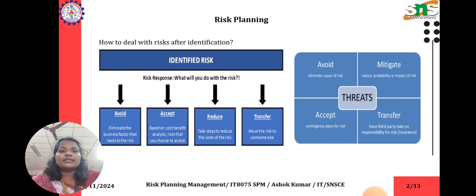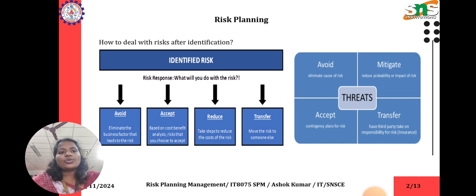Avoid means eliminate the business factors that lead to the risk. If any business factor leads to the risk, you just avoid it. Then accept: based on cost-benefit analysis, the risk that you choose to accept. Reduce: take steps to avoid or reduce the cost of the risk.